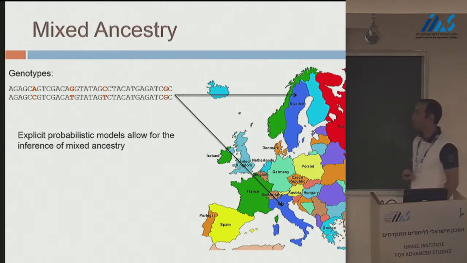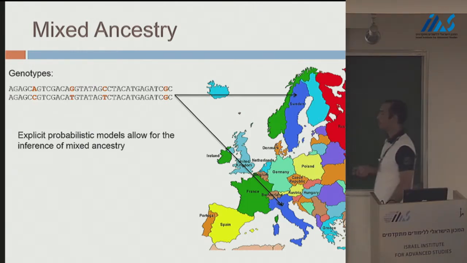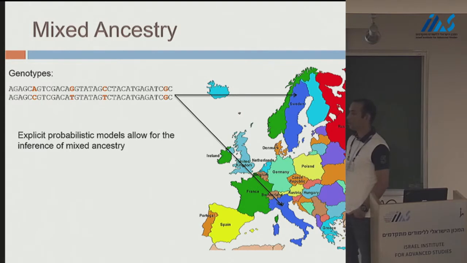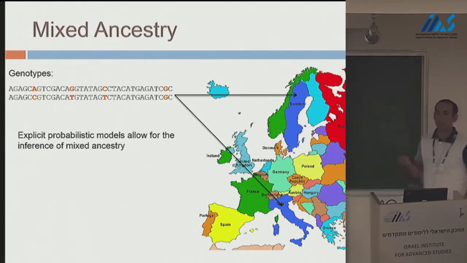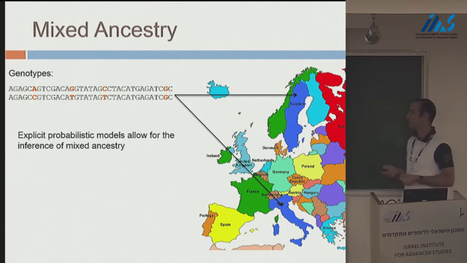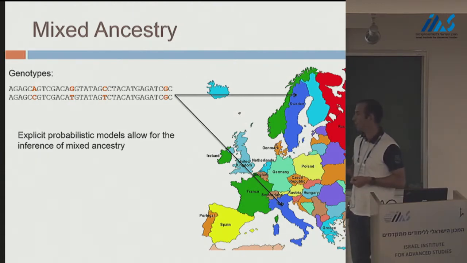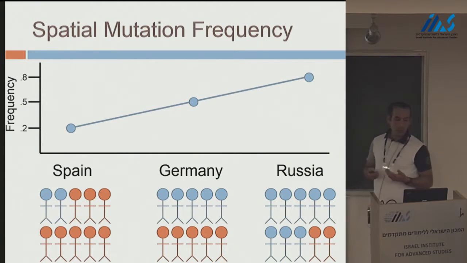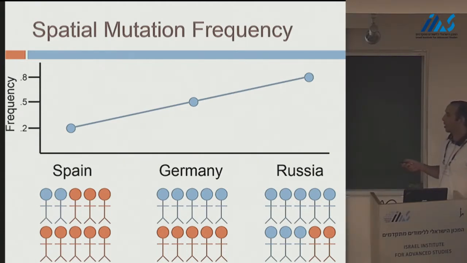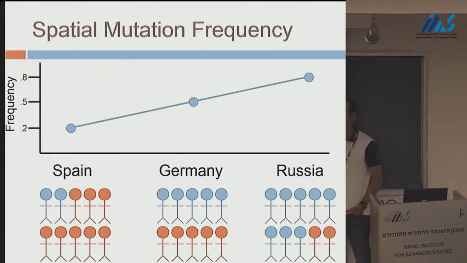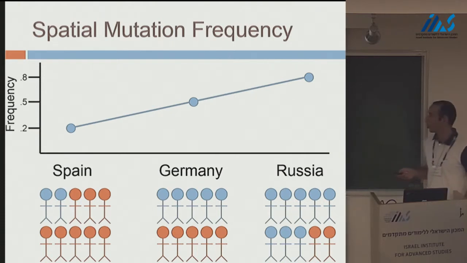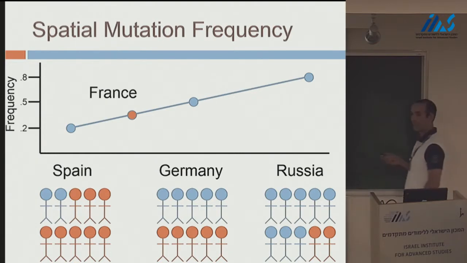So we actually thought that we wanted to look also at people that are mixed. And in order to do this, we had to think about basically a probabilistic model, a generative model for the genome. So the way we do this, we assume that when you look at one SNP, let's say that you have a 20% allele frequency in Spain, 50% in Germany, and 80% in Russia, for example, then if you get someone from France, you expect the allele frequency to be somewhere in the middle. So that's actually very similar to the assumption that PCA makes.